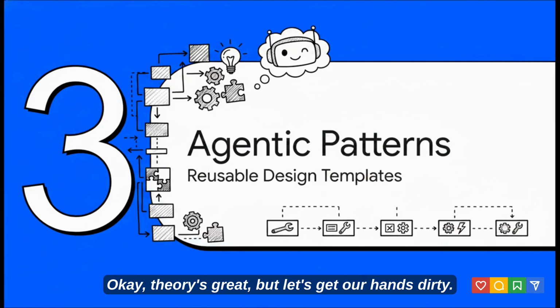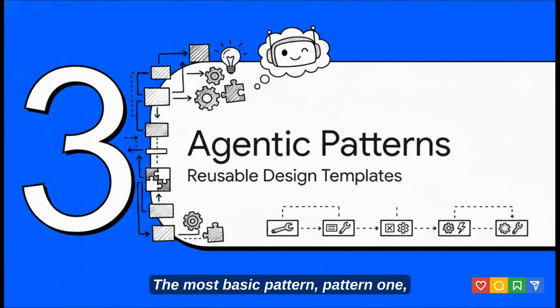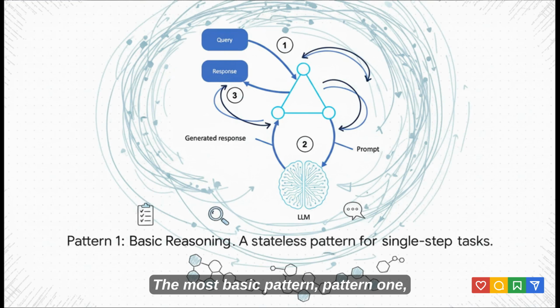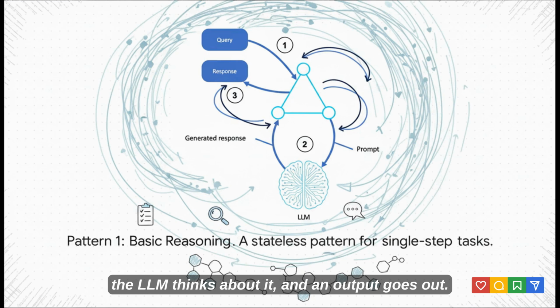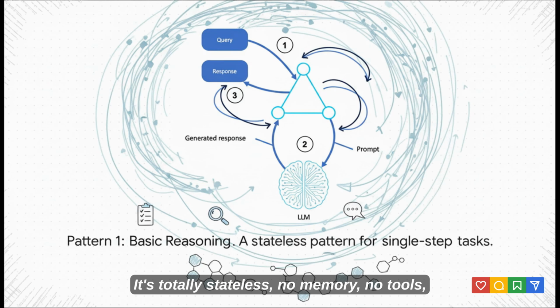Okay, theory's great, but let's get our hands dirty. How do we actually build these capabilities? Well, we use something called agentic patterns. Think of them as reusable design templates for specific behaviors. The most basic pattern, pattern 1, is just pure reasoning. An input comes in, the LLM thinks about it, and an output goes out. This is perfect for simple, single-step tasks like classifying a support ticket or summarizing a document. It's totally stateless, no memory, no tools, which makes it really fast and easy to build with.